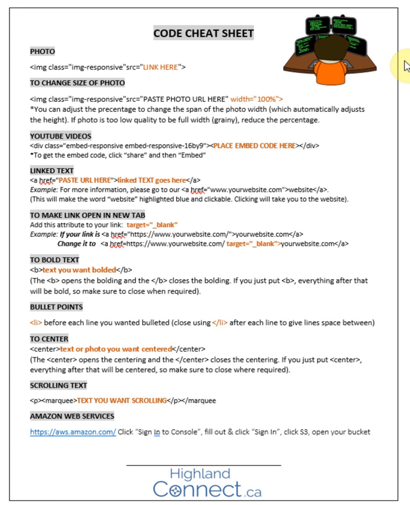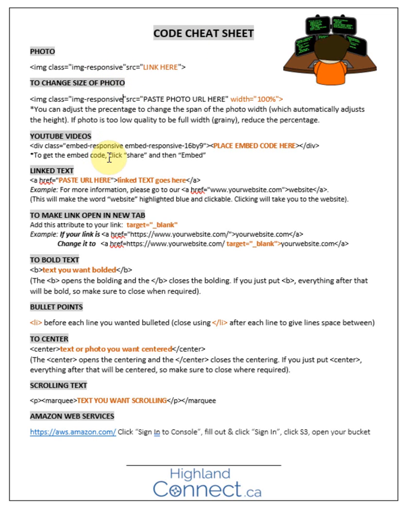This is just a little quick explanation of the code cheat sheet document. When you're writing your description in the information section of your record, you may want to add a photo, embed a YouTube video, or do linked text where it says, for example, "to see our website, click here," and the word "here" is highlighted and you can click it and go to that website. Or you might want to bold, do bullet points, or center something. So this cheat sheet just gives you all of this information in one place.